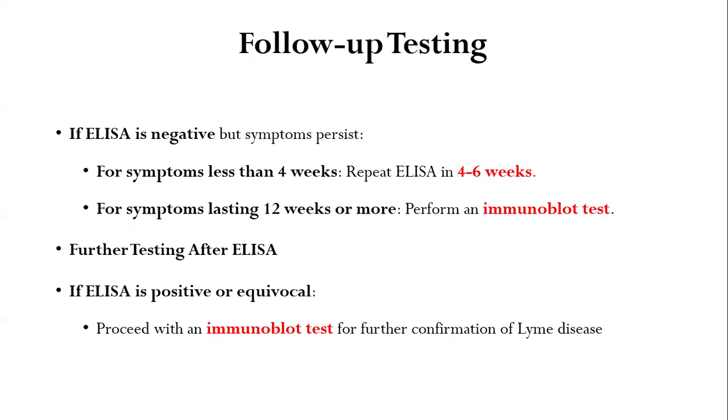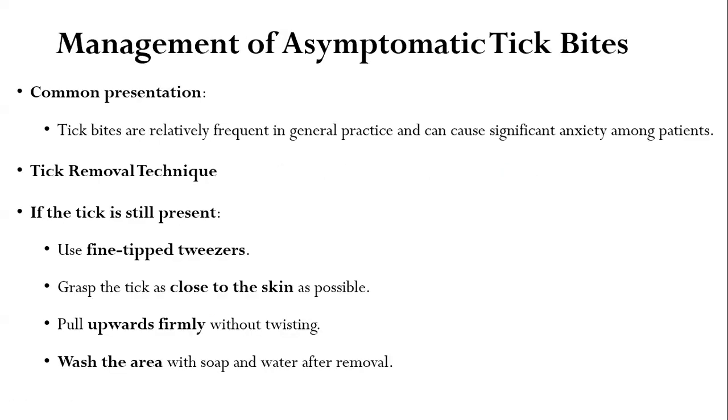Now, what is the follow-up testing? If ELISA is negative but symptoms persist for less than 4 weeks, repeat ELISA in 4 to 6 weeks. If the symptoms last 12 weeks or more, then perform an immunoblot test directly. So this is again important. But if the symptoms have already crossed 12 weeks, then you should directly go ahead with an immunoblot test. If ELISA is positive or equivocal, directly proceed with an immunoblot test for further confirmation of Lyme disease.